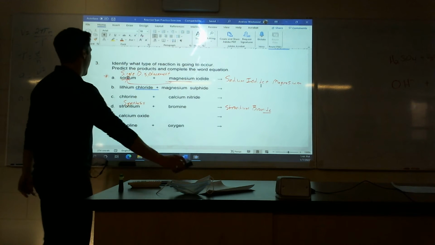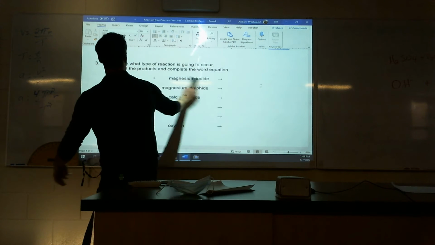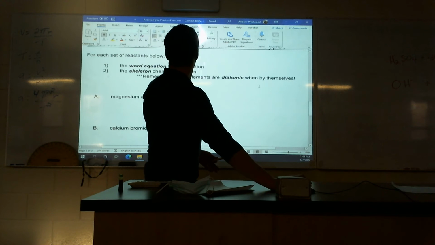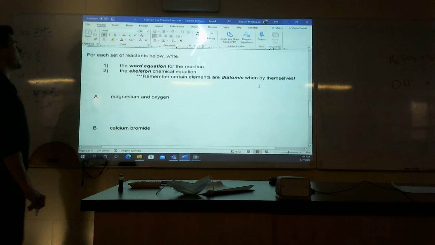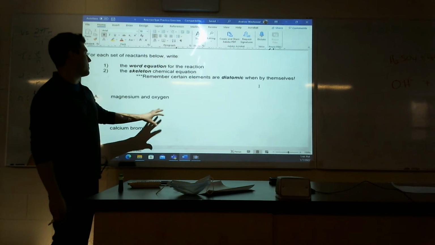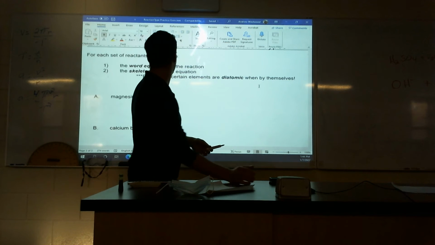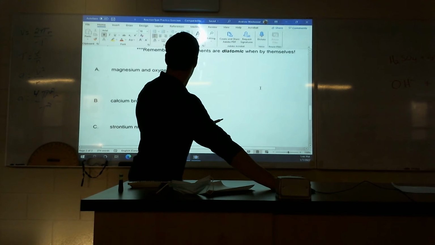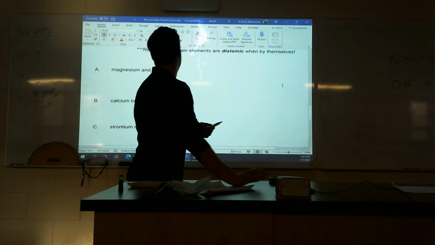All right, let's go to the last page and the last section. It says for each set here, write the word equation and then the actual chemical equation. That means the actual chemical symbols. So here we go, let's go through this. I won't do the first two, but I'll pick three. So let's do the first one.